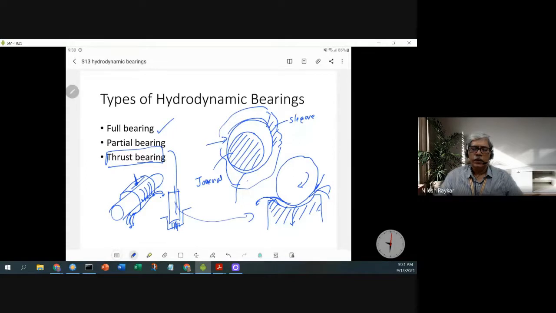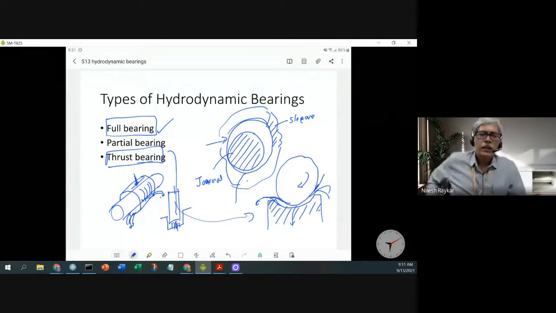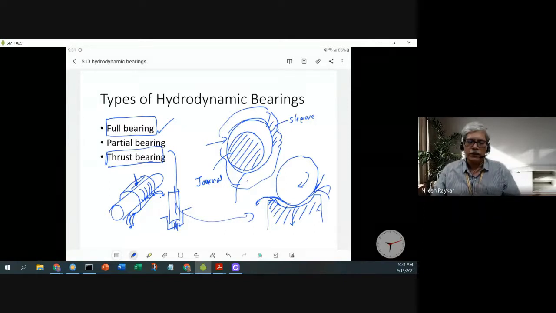We'll be discussing in this course only the full bearings, which essentially cover the fundamental principles based on which the other two types can be derived. Okay, so let's move ahead.